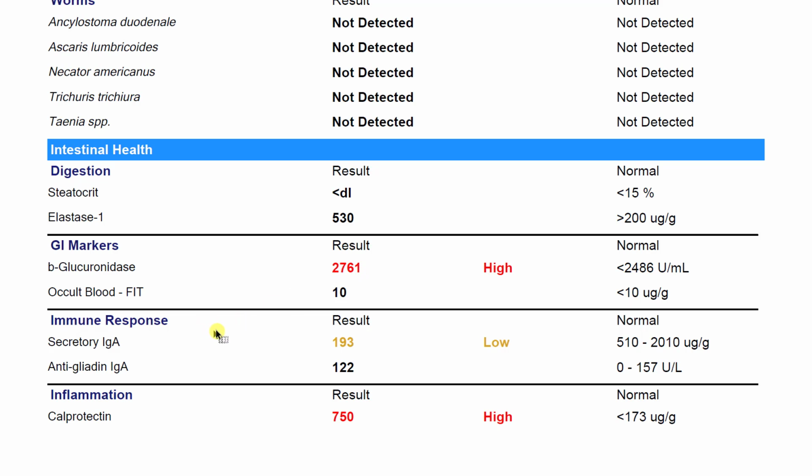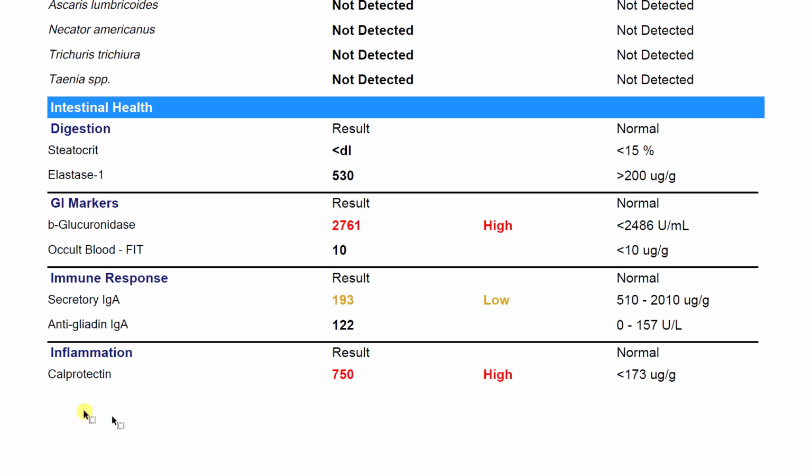Your secretory IgA was 327 previously. Right now it's 193, so it's definitely still low. Again, this is all consistent with needing to rebuild your gut. This is more about intestinal health, and the first part was to get rid of the bad stuff. The second part is to build your health up.